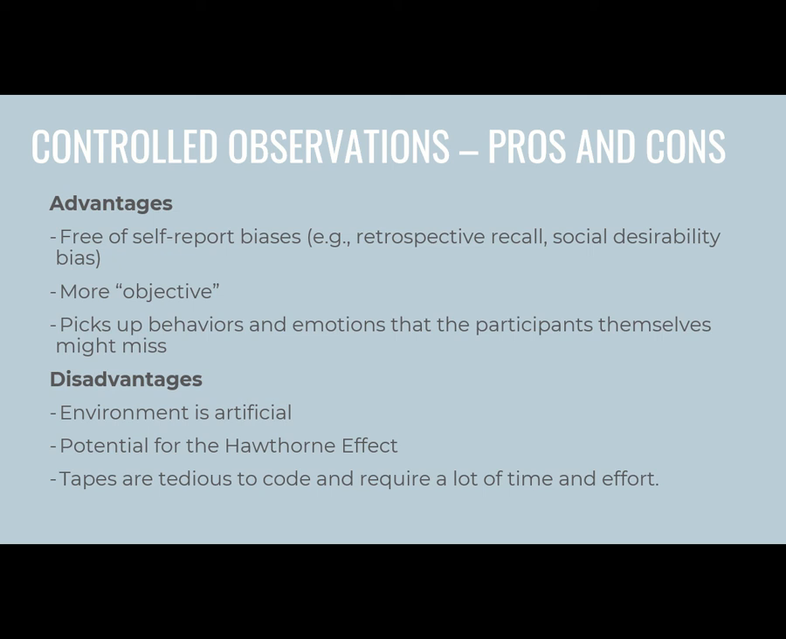Controlled observations come with their own problems. For example, the environment is not the same. Even if you are in the participant's home and observing an interaction between a mother and child, that interaction is likely not natural or the same as if you weren't there. This is called the Hawthorne effect, where people behave differently simply because they are being observed.